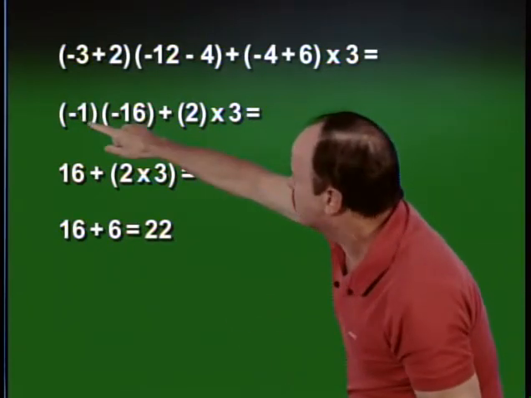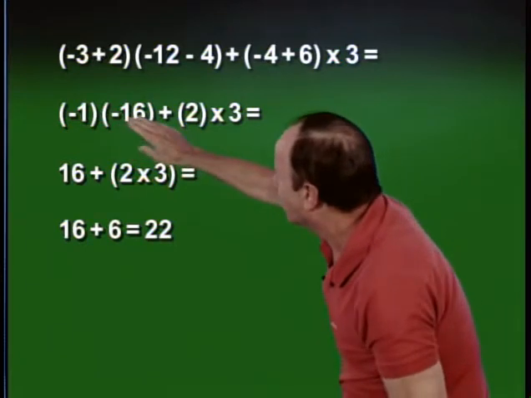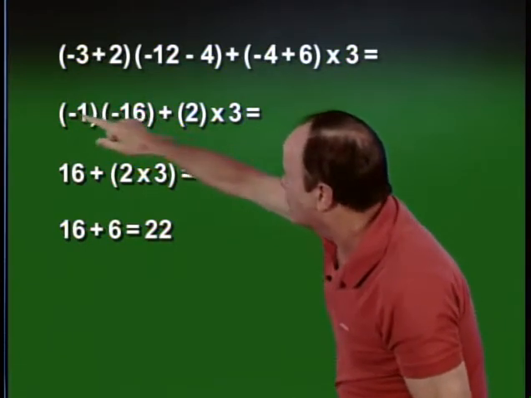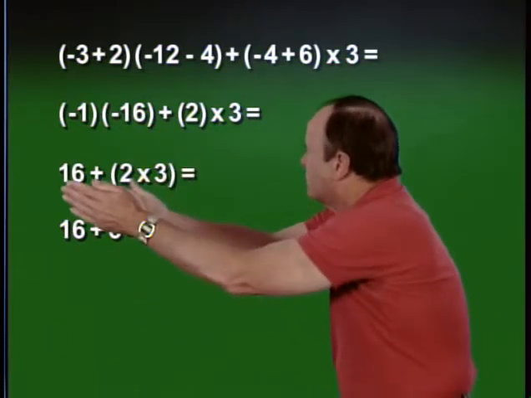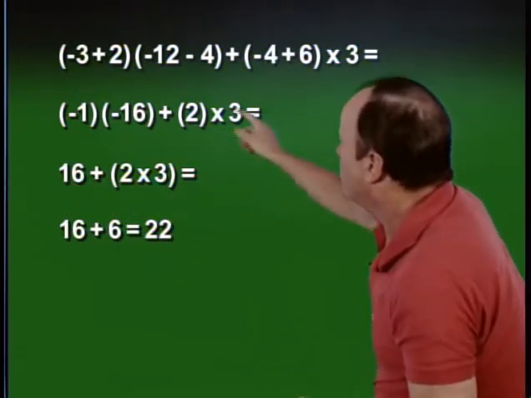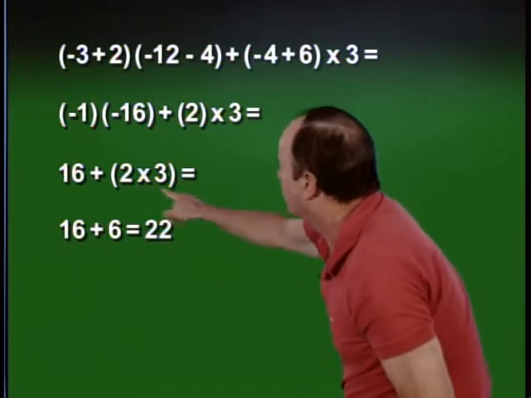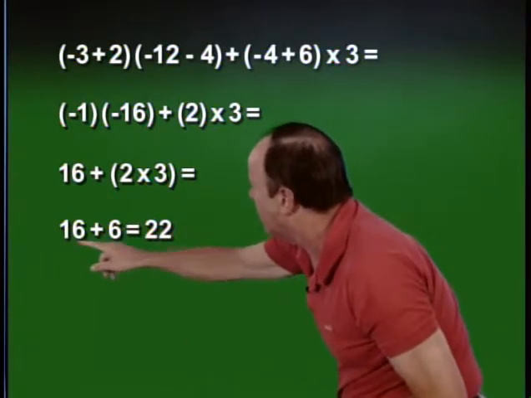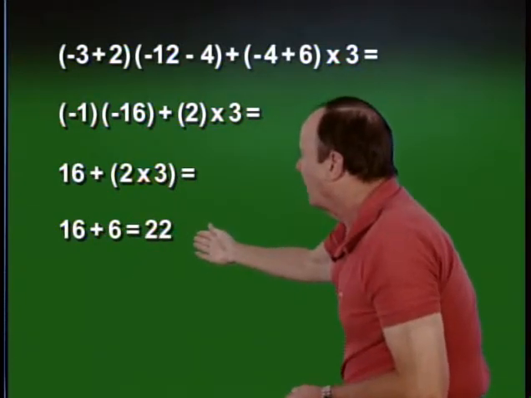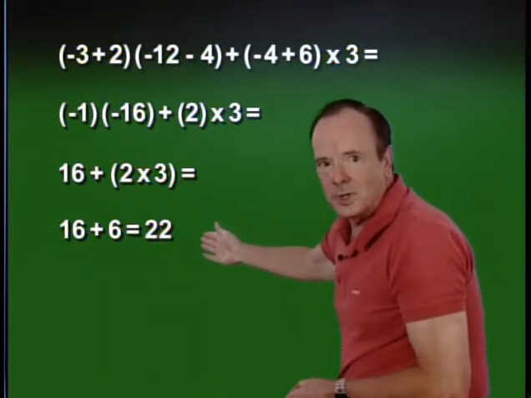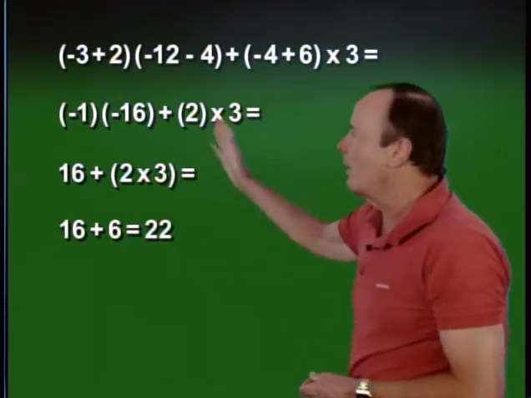Now, we have minus 16, minus 1 times minus 16. Well, the minuses cancel out, and that becomes just plain old 16. And then we have 2 times 3, so we can put that together. And now we have 16, and 2 times 3 comes out to 6, so it's 16 plus 6, and we get 22. I told you it was another easy one, so let's do one more.